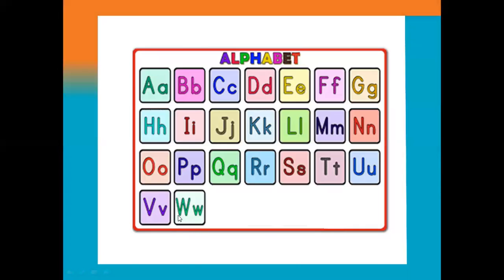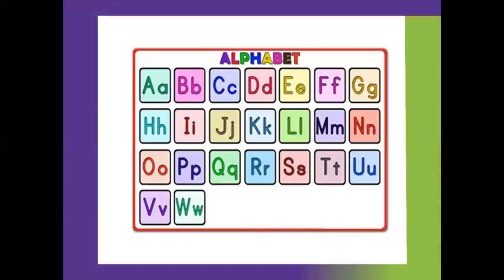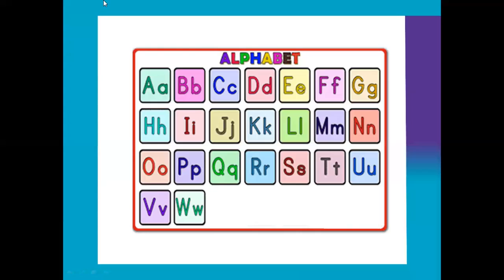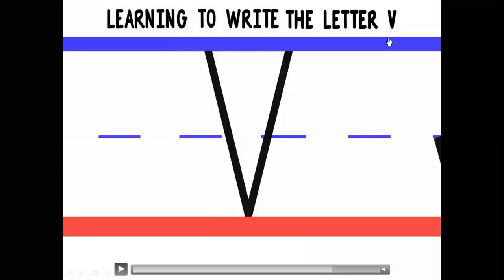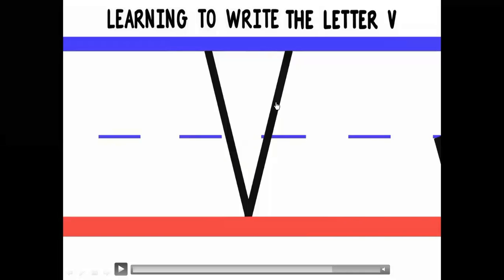So first of all, we are going to learn how you will write the letters V and W. Let's start the writing formation of letters V and W, both in lowercase and uppercase. Okay, dear little students, this is the letter V. How will you write the letter V?